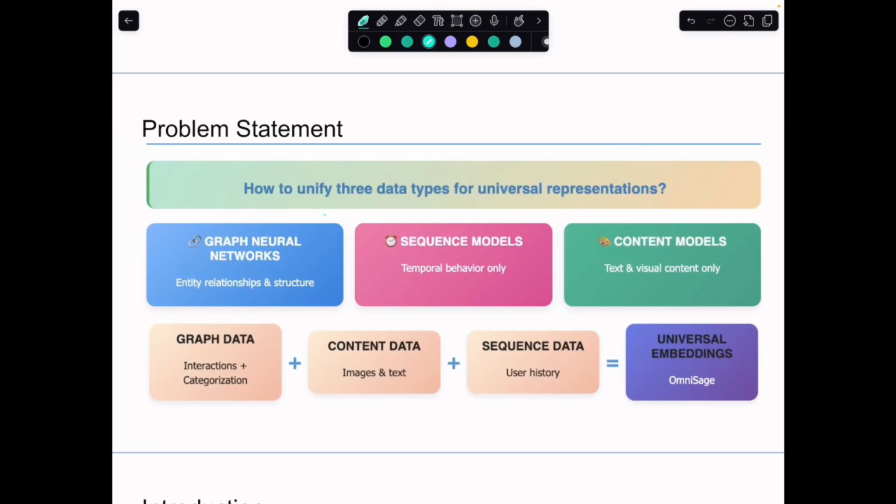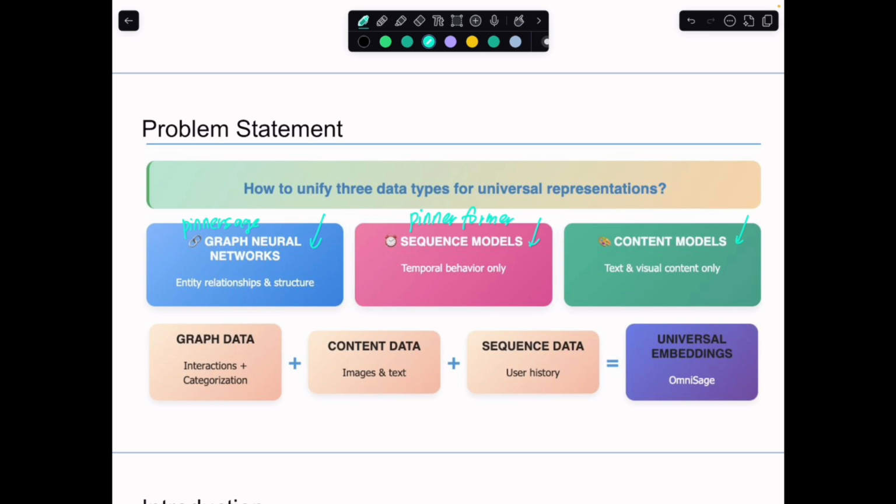So OmniSage's goal is to provide universal embeddings for their entities such as pins and boards. If you have read Pinterest papers before, they already have some in-house modeling: graph neural networks such as PinnerSage, and in-house sequence models such as Pinterformer. For content-based models, I'm not sure they have any published papers, but these days you can also call some open source models to get the content embeddings, including text embeddings and visual embeddings.